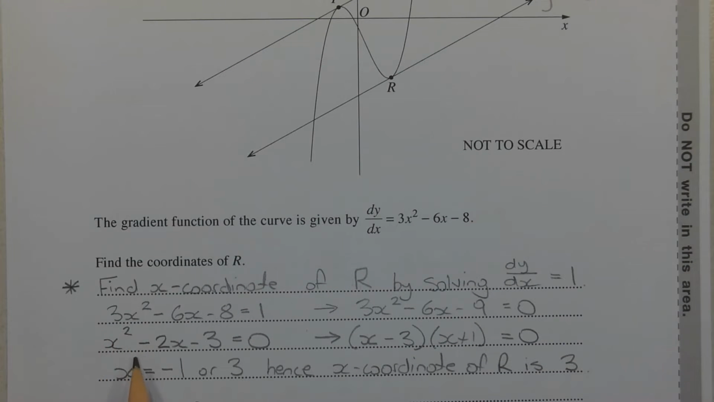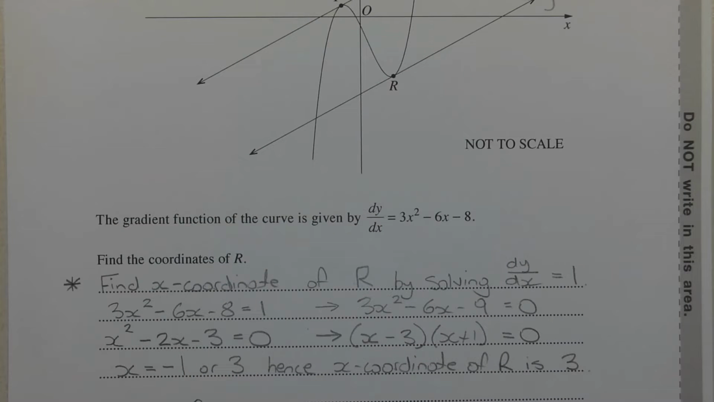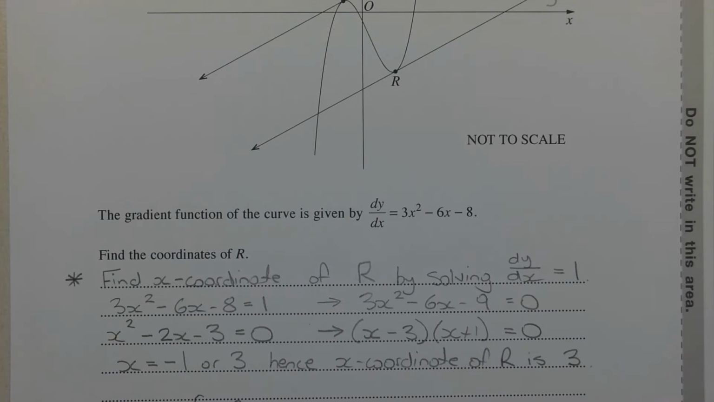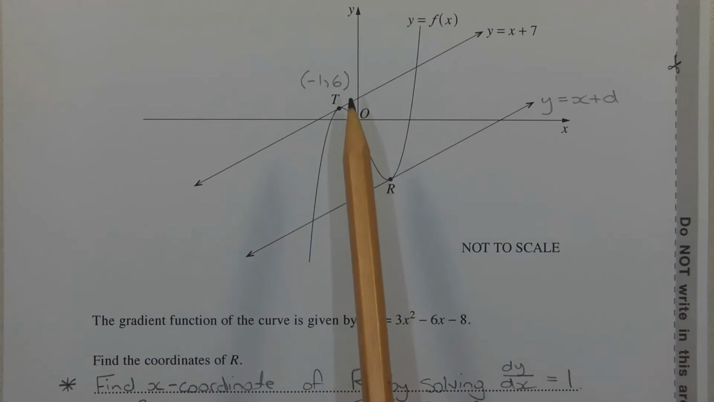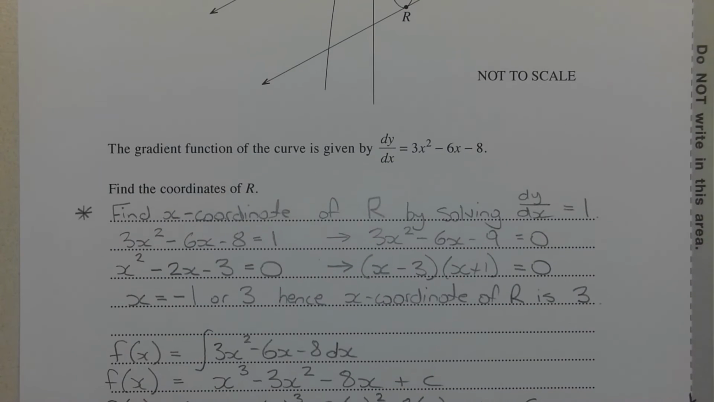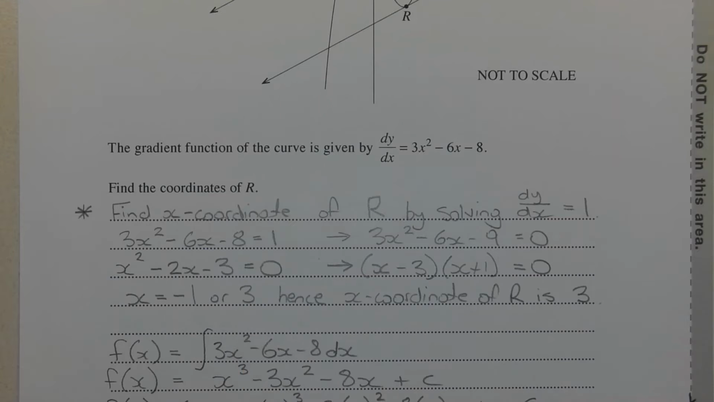So we get x squared minus 2x minus 3 equals 0. And this is factorizable, easy enough. That's (x minus 3)(x plus 1) equals 0. So from this expression, we have two solutions, x equals negative 1 or x equals 3. Now x equals negative 1 corresponds to the x-coordinate of point T, but we want the x-coordinate of point R. So it's the second solution, 3. Hence the x-coordinate of point R is 3.